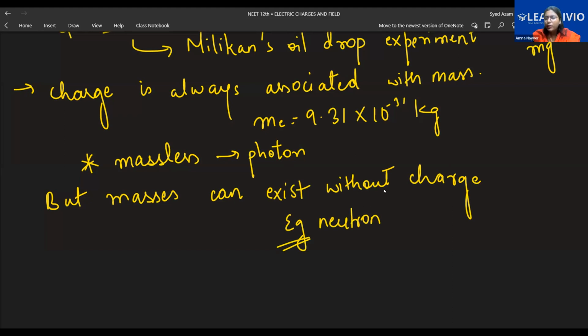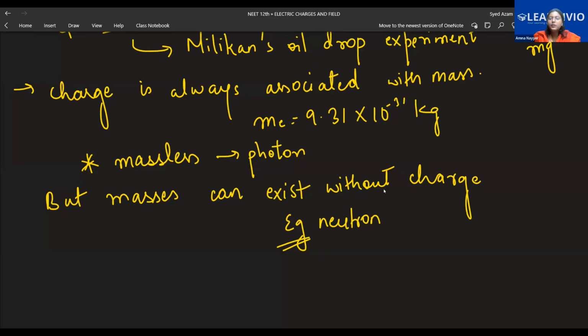There are various other particles also that we need not go into right now. Even if we have to, we'll see that in the chapter on nuclei. Because in the NEET part, we have to do certain extra things which are not there in your board exams. So masses can exist without charges, like the neutron. Is it clear?